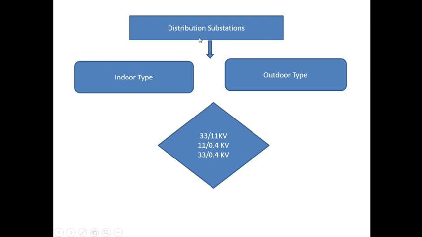Here are the distribution substations. Distribution substations may be indoor type, outdoor type. Gas insulated substation, today we are not discussing here. We only discuss indoor type and outdoor type. Distribution substations may be 33 upon 11 kV or 11 upon 440 volt or 33 upon 440 volt.